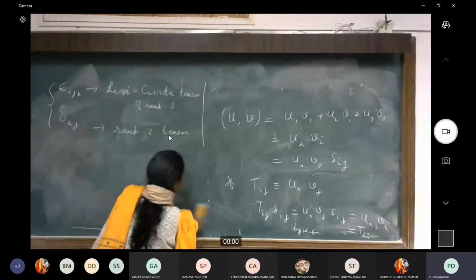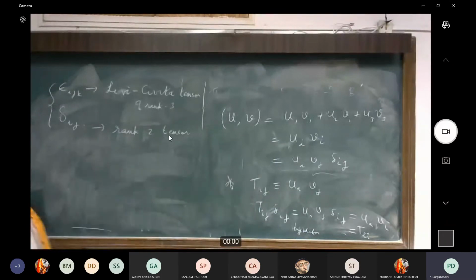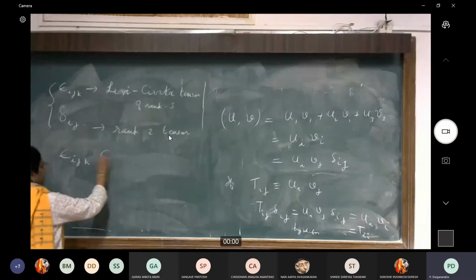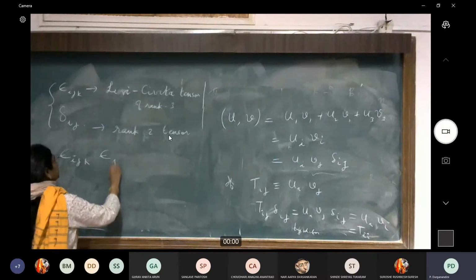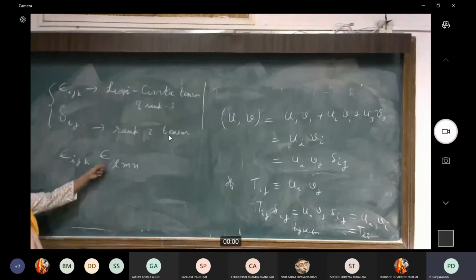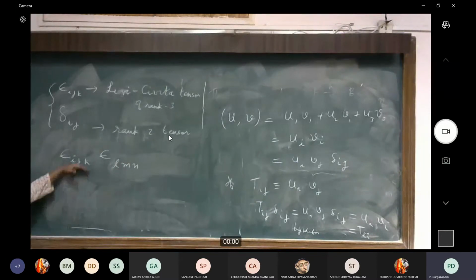Now I'll also show you another interesting aspect of epsilon. Now let's see, I have epsilon ijk. It's a third rank tensor. And I multiply with this particular thing, epsilon lmn. What will this object be now? Epsilon ijk times epsilon lmn. How will this transform? We have said that this is a third rank tensor. This will also be a third rank tensor. So here I'm now combining two third rank tensors. So how should this transform?